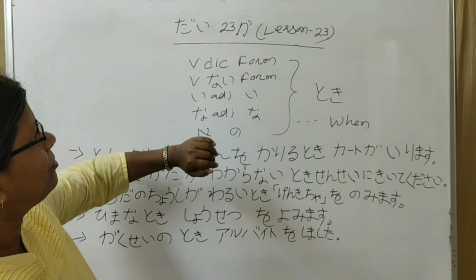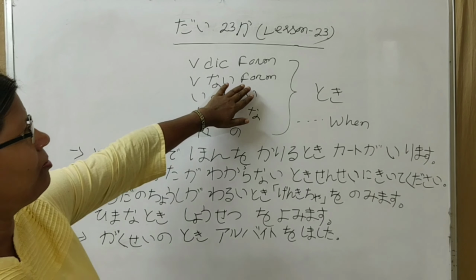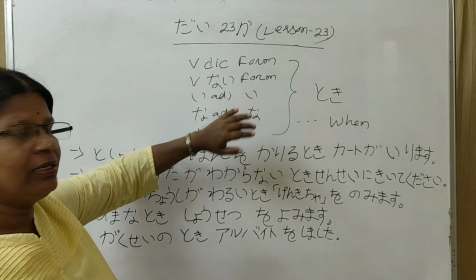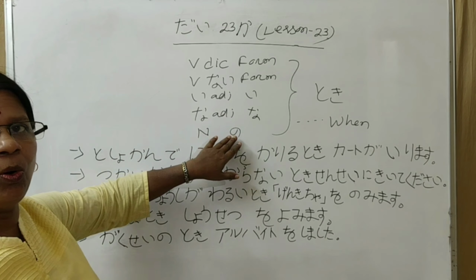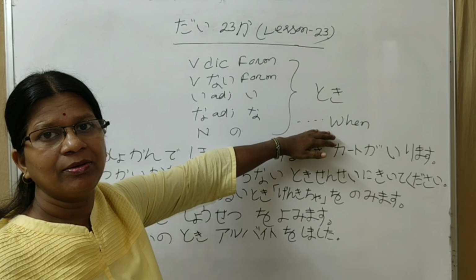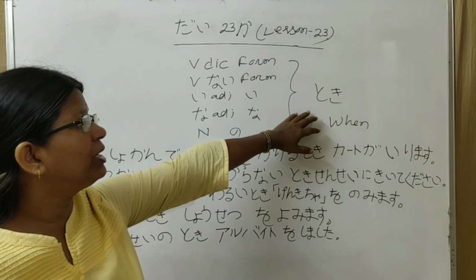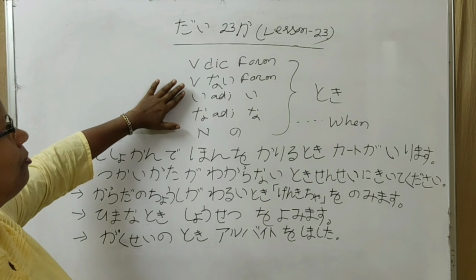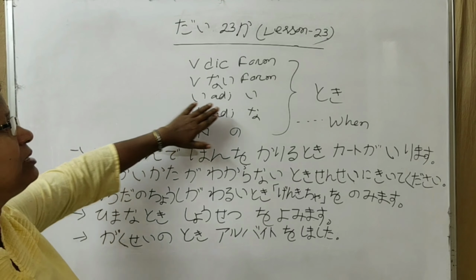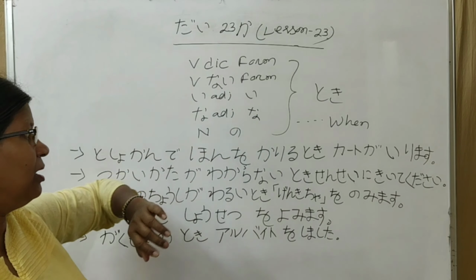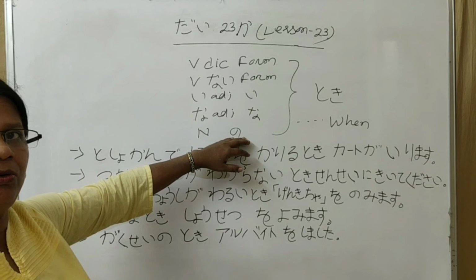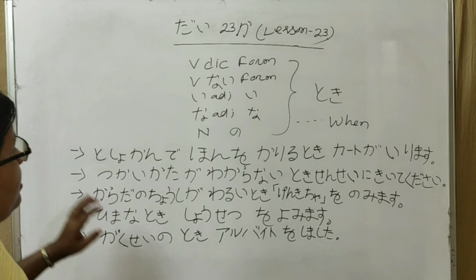Verb dictionary form, verb noun form, E adjective E, Na adjective Na, noun no. Toki. Meaning is when. When toki is used as a conjunction in between two sentences, it takes verb dictionary form, verb noun form, E adjective with E and Na adjective with Na. Noun also takes no. Please look at the sentence.